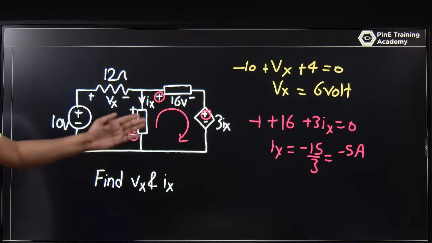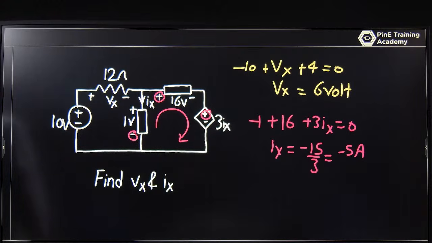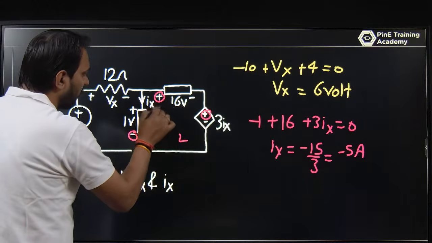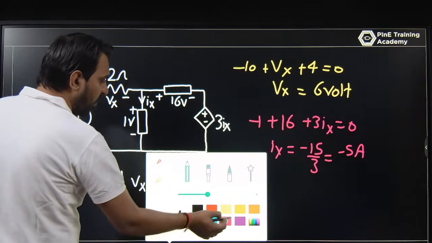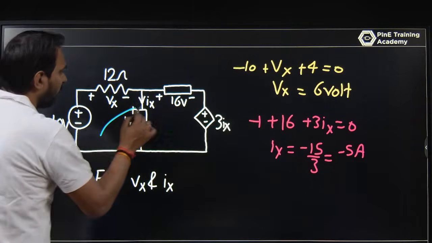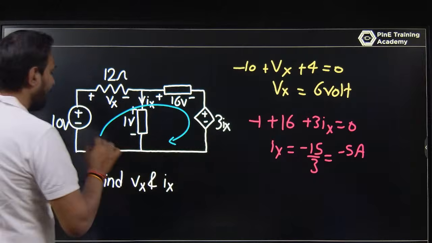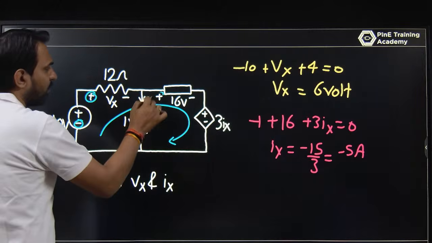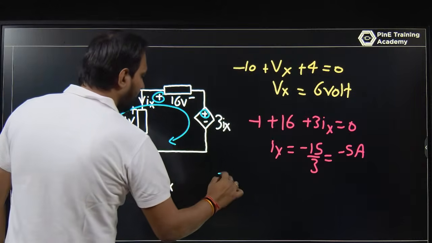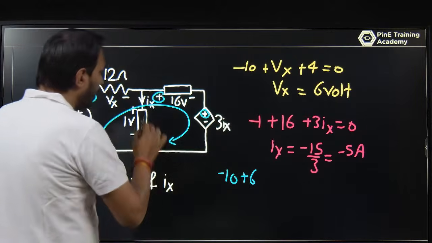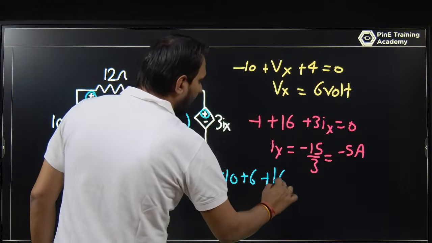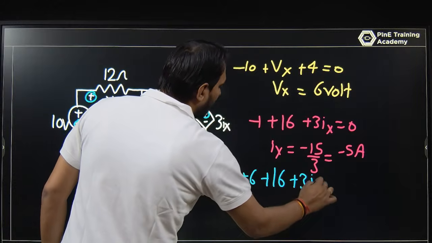So Vx is 6 volt and Ix is minus 5. Okay. If you want, you can solve by the bigger loop also. If you are interested, you can determine it. Okay. You have the value of Vx. You can use the bigger loop. This is minus 10. Of course, this is plus, this is plus, this is plus, and this is plus. So this is minus 10. This is plus Vx. Vx is 6 plus 16 plus 3Ix is equal to 0.